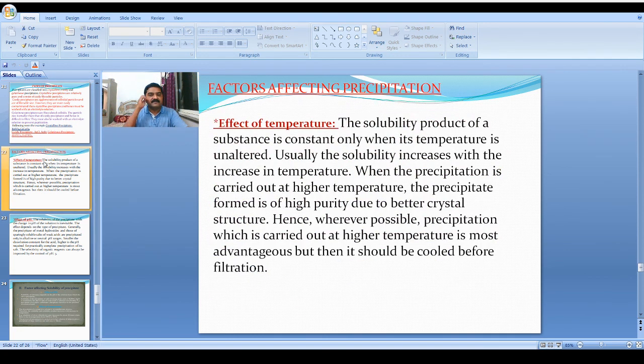So here the factors affecting the precipitation, effect of temperature. We know very well if we increase the temperature, then the solubility will increase. When the precipitation is carried out at higher temperature, the precipitate formed is of high purity due to the better crystal structure, and hence wherever possible precipitation which is carried out at a higher temperature is the most advantageous, but then it should be cooled before the filtration. This is the first point of the factors affecting the precipitation.